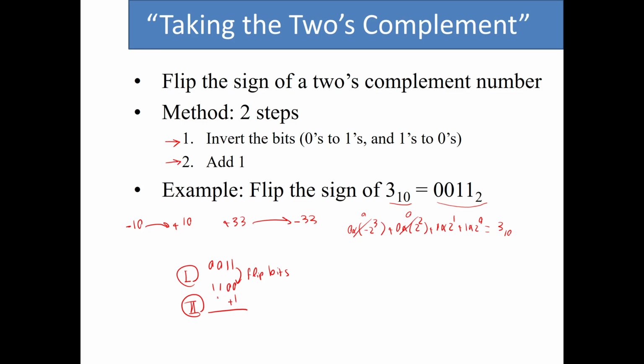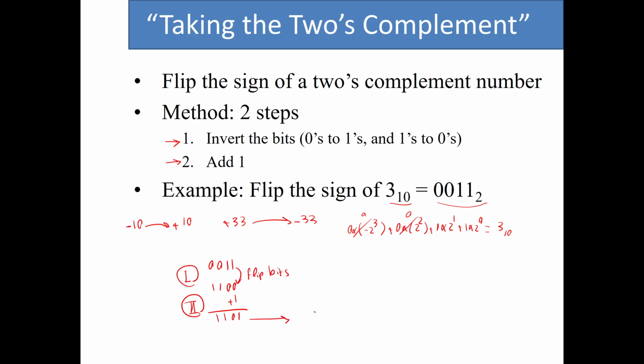So we have 1100 plus 1. So 0 plus 1 is 1, there is no carry. Then the next one is going to be 0, and then 1 and 1. So the value for negative 3 in a 4-bit 2's complement number is going to be 1101. And we can easily verify that too.